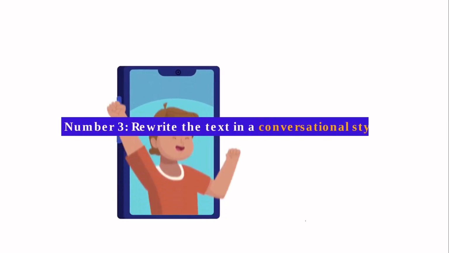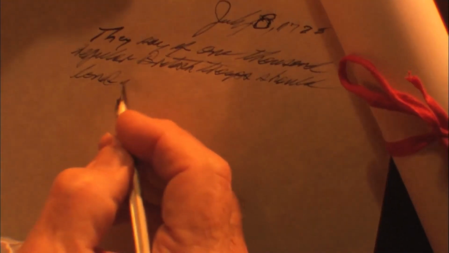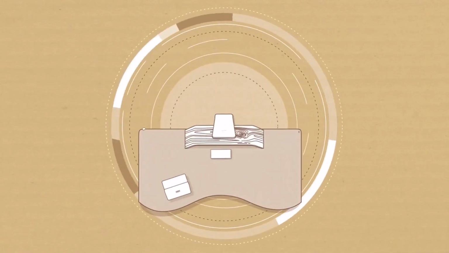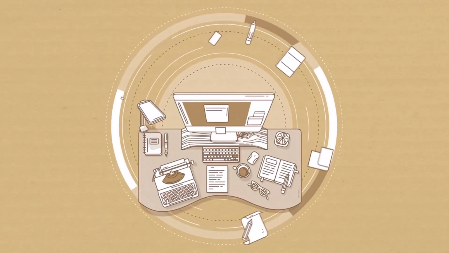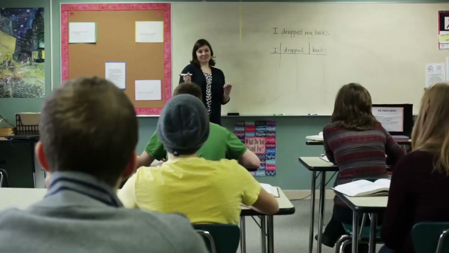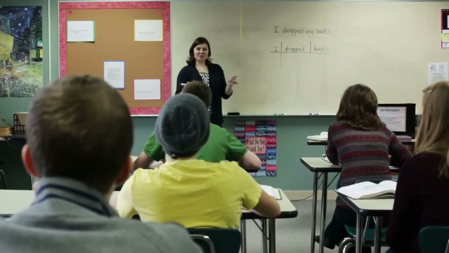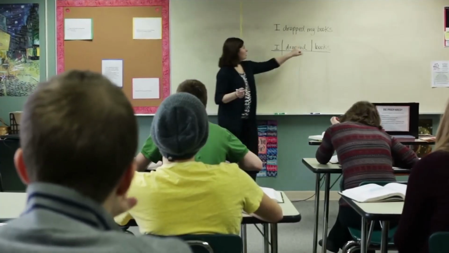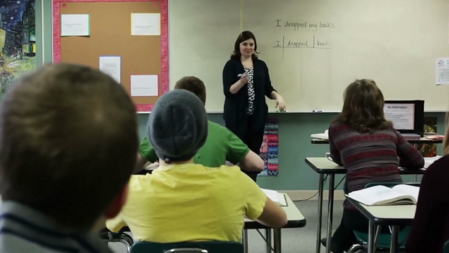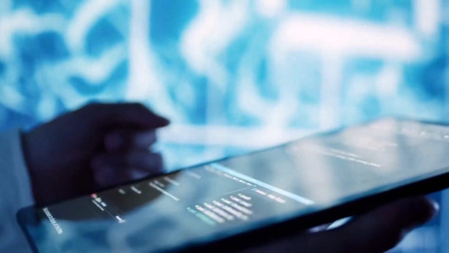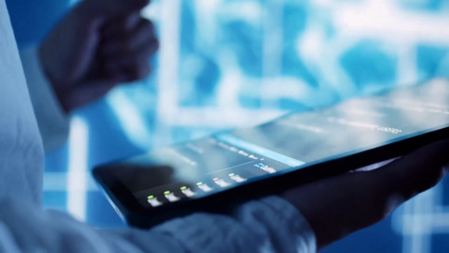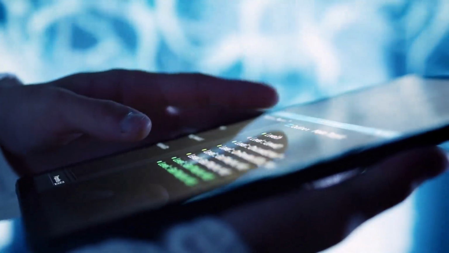Number 3, rewrite the text in a conversational style. PLR articles are usually written in a more formal or blog-friendly tone, which doesn't translate well when spoken aloud. Use AI to rewrite each section so it sounds like someone talking directly to the viewer. Ask the AI to use contractions like don't instead of do not and can't instead of cannot to make the language sound natural. After the AI rewrite, go through the script yourself and make small edits so it still sounds like your personality and not just a generic voice.